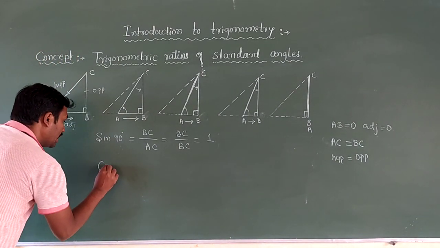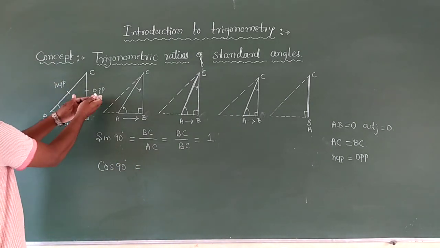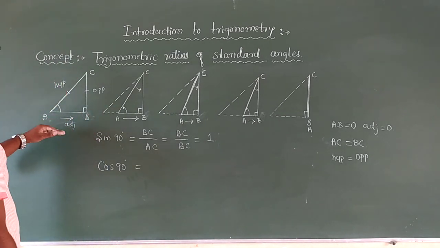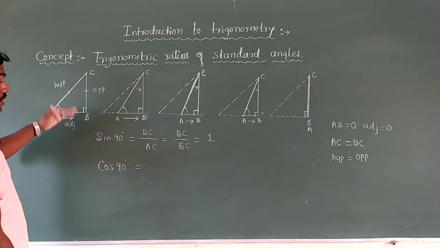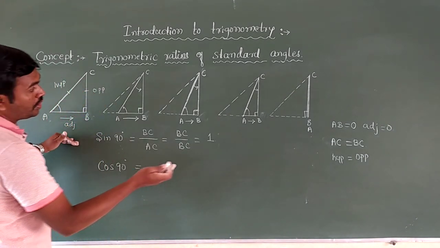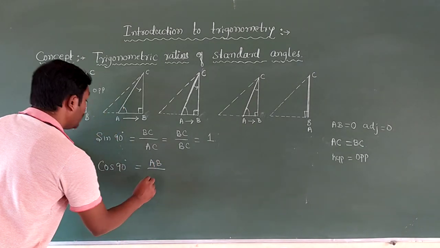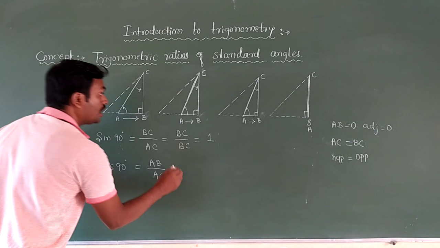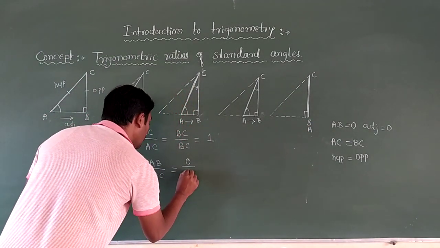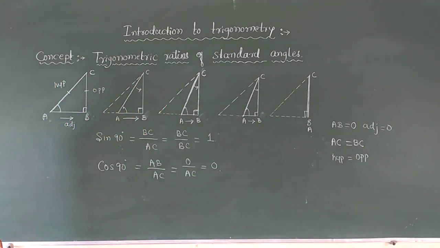To find cos 90 degree, cos 90 is what? Sorry, adjacent by hypotenuse. Adjacent is AB divided by AC. Here AB becomes 0, so 0 by AC is equal to 0. So cos 90 degree is equal to 0.